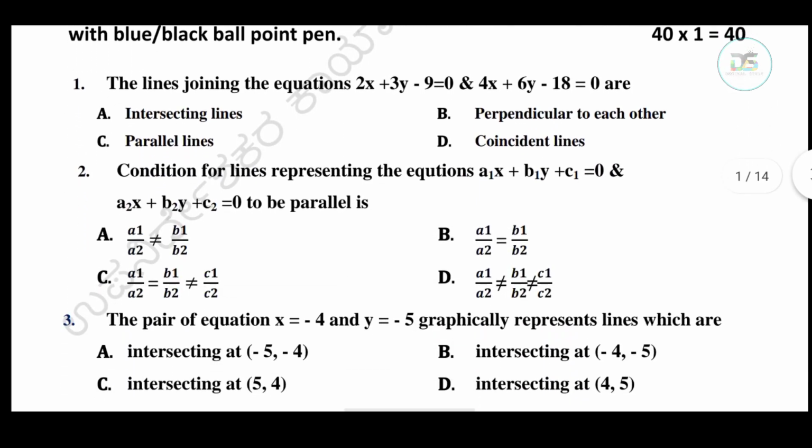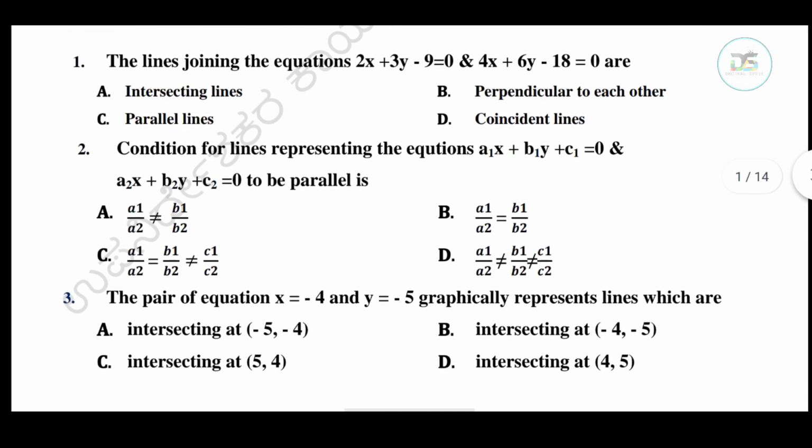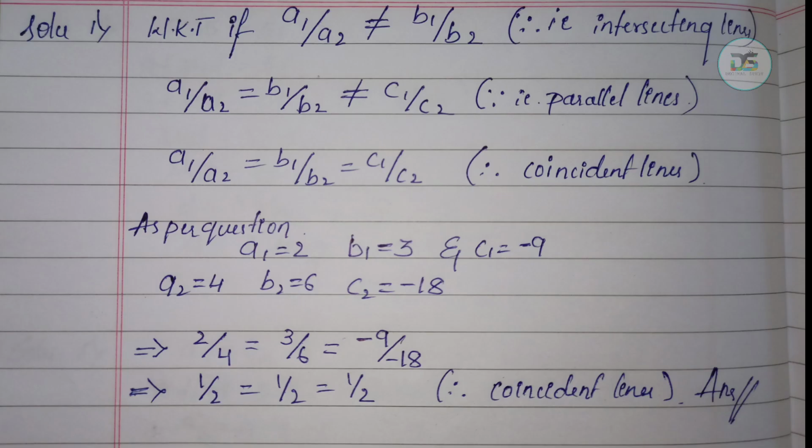The first question is, the lines represented by the equations 2x plus 3y minus 9 is equals to 0 and 4x plus 6y minus 18 is equals to 0 are. Options are intersecting lines, perpendicular to each other, parallel lines, option D, coincident lines. Okay students, let's see the answer.